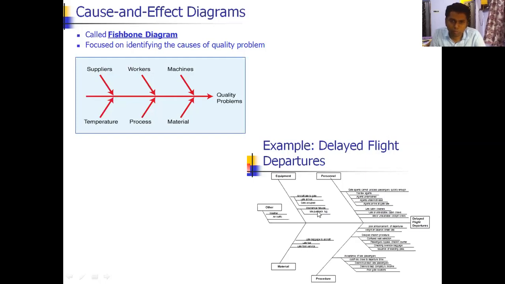So in this way, ultimately it looks like a fishbone. So that's why it is termed as fishbone diagram, Ishikawa's fishbone diagram, or cause and effect diagram.